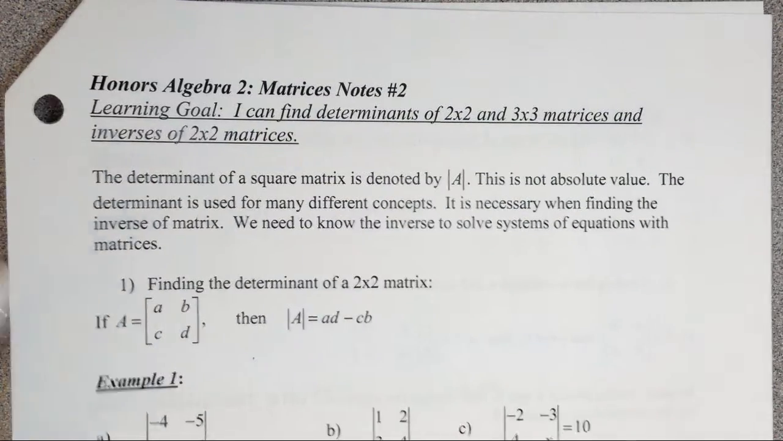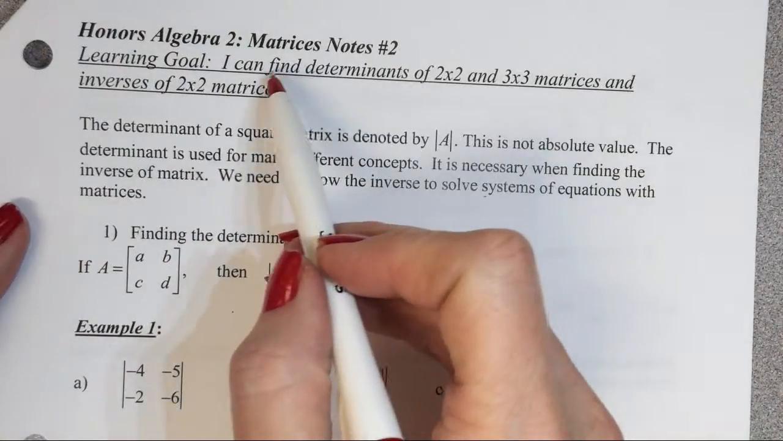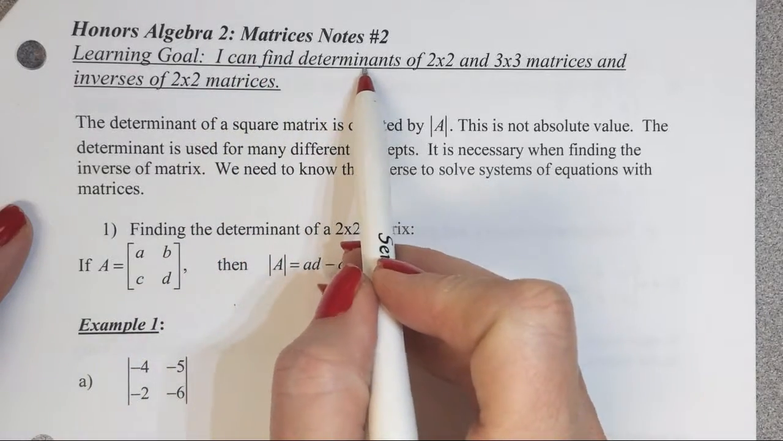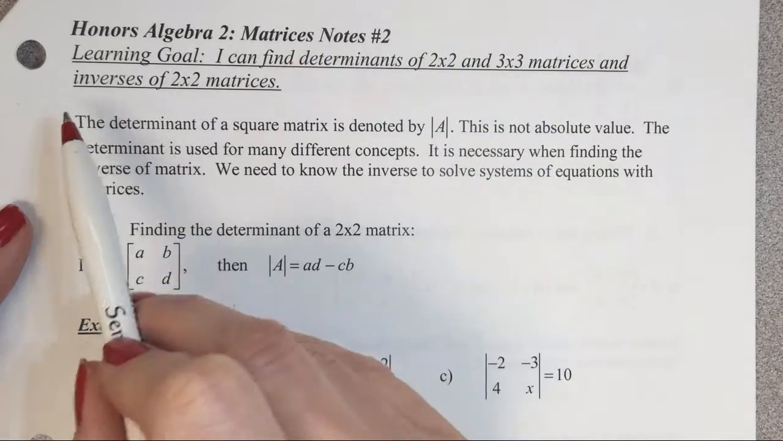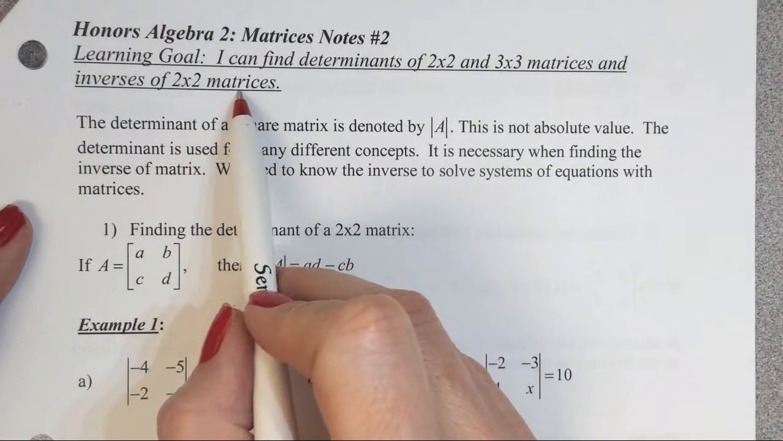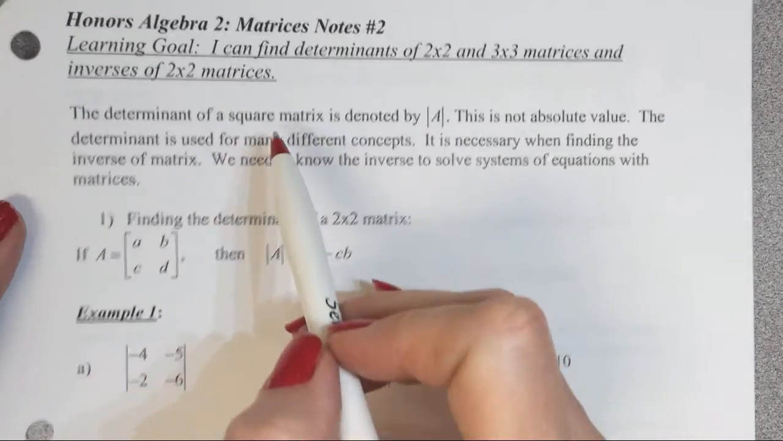Okay, we are looking at notes packet 2, part 2 on matrices. We're going to be finding determinants of 2 by 2 matrices and 3 by 3 matrices, as well as finding the inverses of 2 by 2. We won't have to find inverses of 3 by 3.